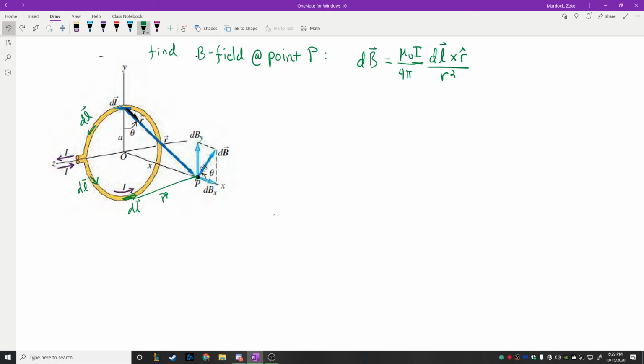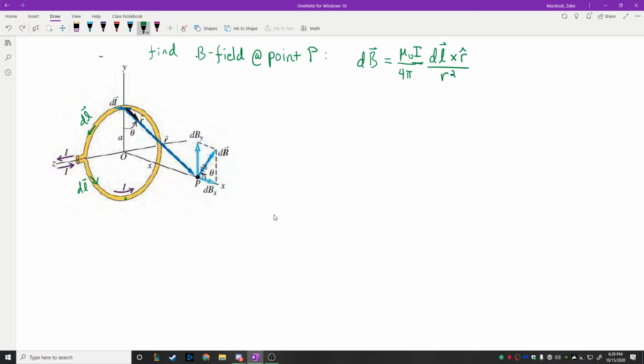You might even argue that you can just think about it and understand it, that if the magnetic field due to this piece points that way, the magnetic field due to a piece on the other side is going to have to point back that way, and automatically the dBy's are going to cancel out, and you're only going to have a dBx component, and that's what's going to happen here. Does that make sense?